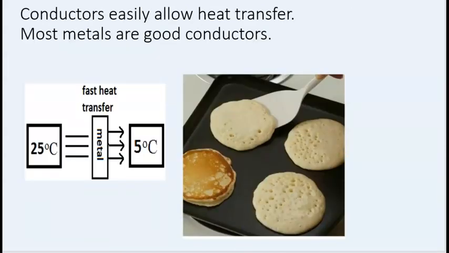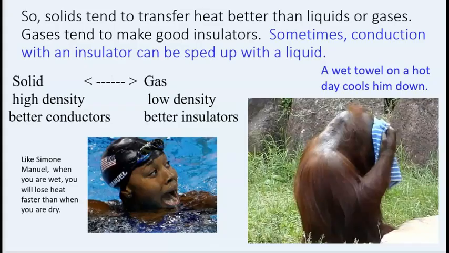Conductors, such as metals, easily allow heat transfer. Most metals are good conductors. That's why they're really good for making your pancakes and cooking your food. Solids tend to transfer heat better than liquids or gases, and gases tend to make good insulators.